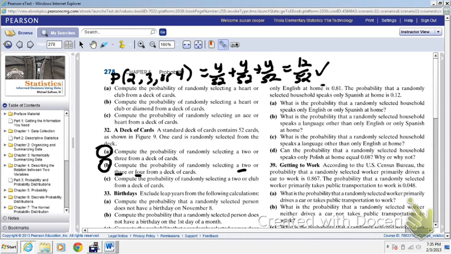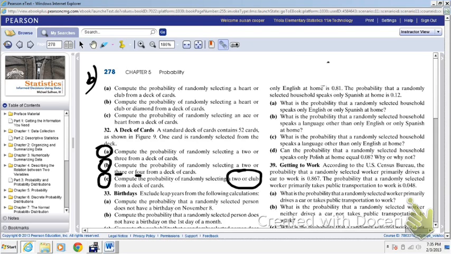Okay? That's good. All right, now they're going to switch it up a little bit. In part C, it says compute the probability, so that was for part B. Compute the probability of randomly selecting a 2 or club from a deck of cards. I'm going to highlight right here, a 2 or a club. Well, that kind of goes back to that problem I talked about earlier. Being a 2 and being a club are not mutually exclusive events.